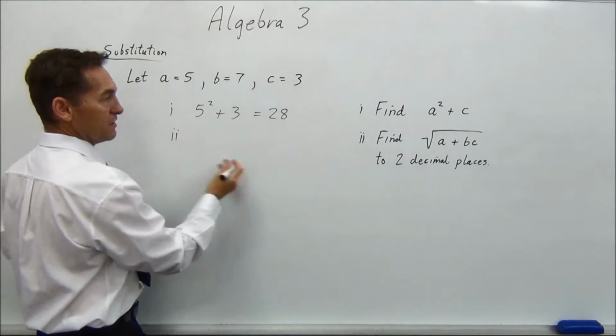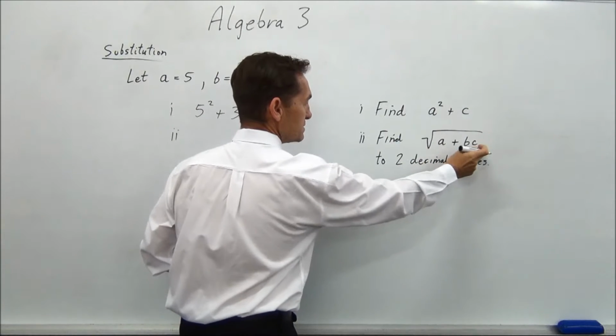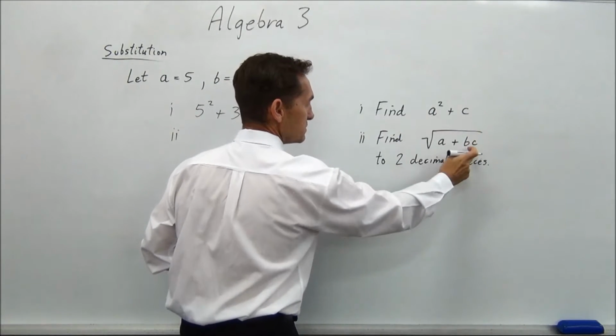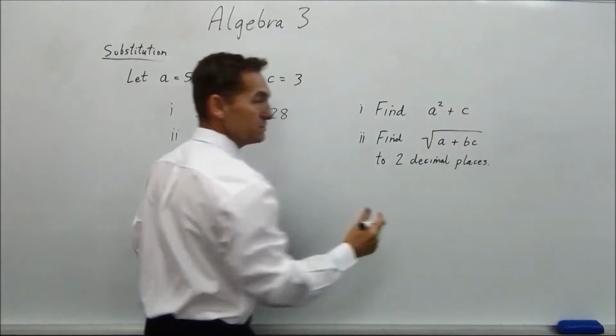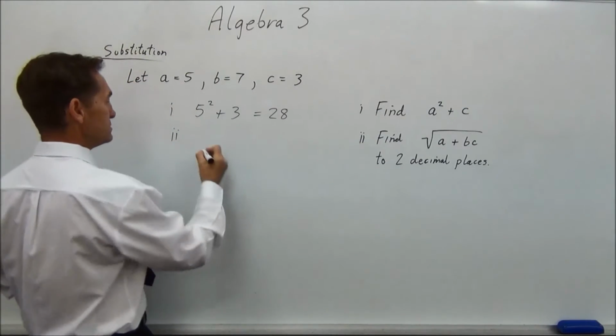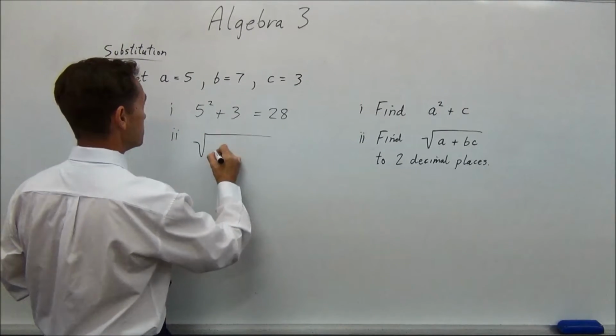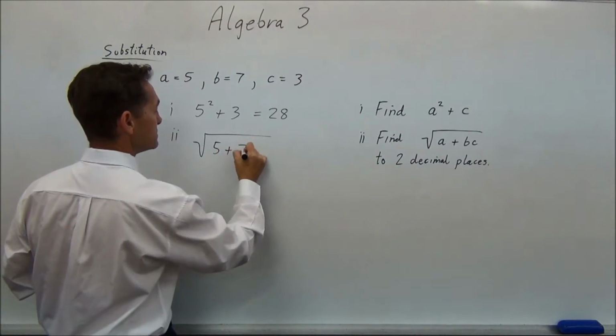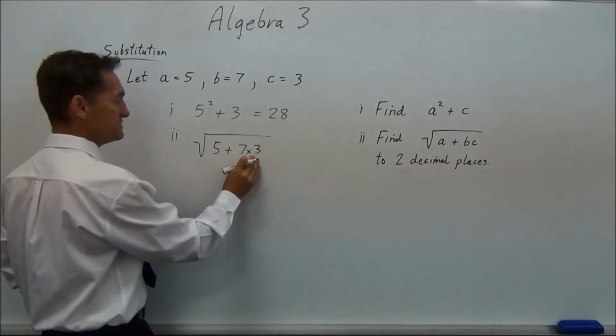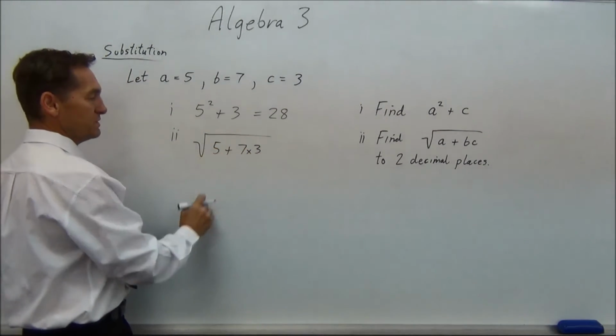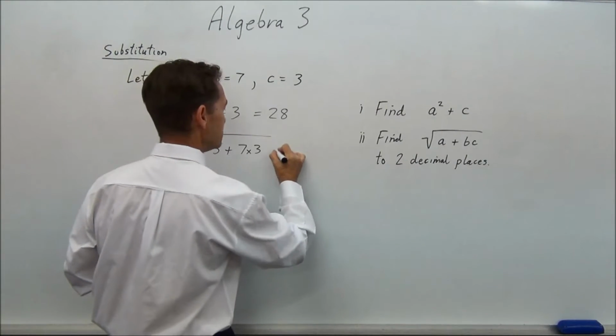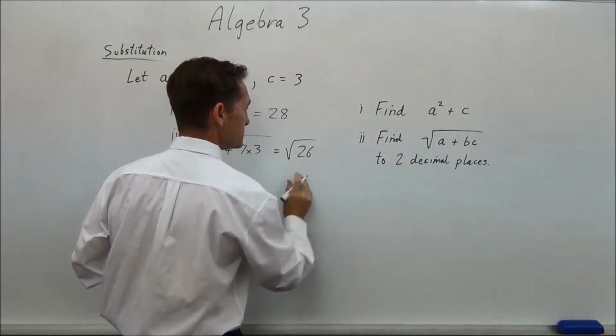Second one, find a plus the square root of bc. Letters next to each other always mean multiply. So you would go square root of 5 plus 7 multiplied by 3. 7 times 3 is 21. 21 plus 5 is 26. So that equals the square root of 26.